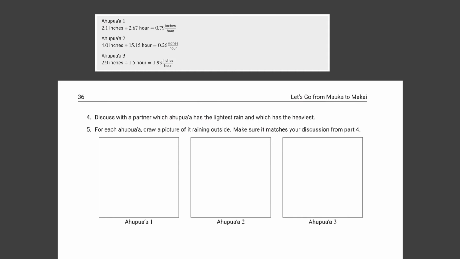Part 4 asks us to take a look back at the numbers in Part 3 and try to make sense of those numbers. So let's take a look at the 3 answers and think about what those numbers represent in real life. Please pause the video and think about which ahupua'a has the lightest rain and which one has the heaviest.